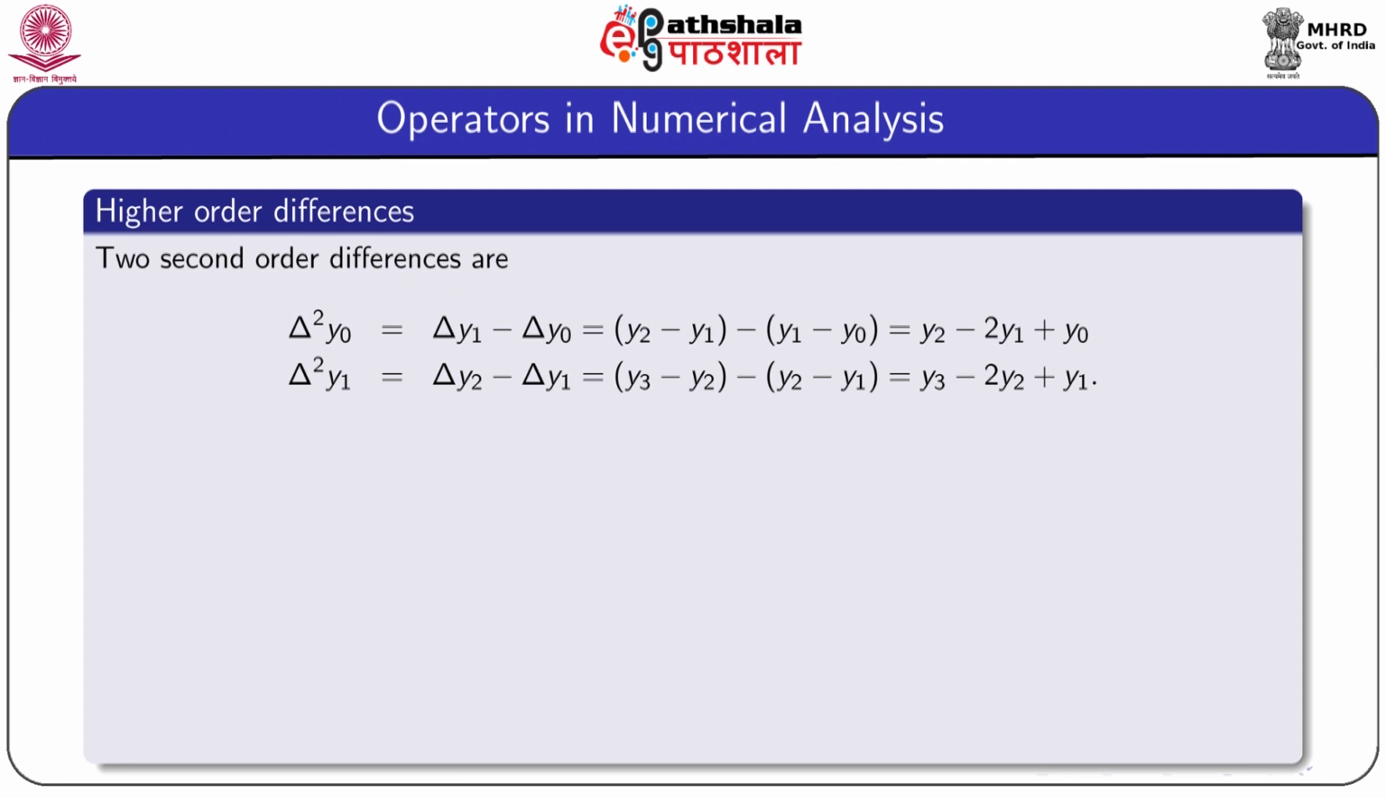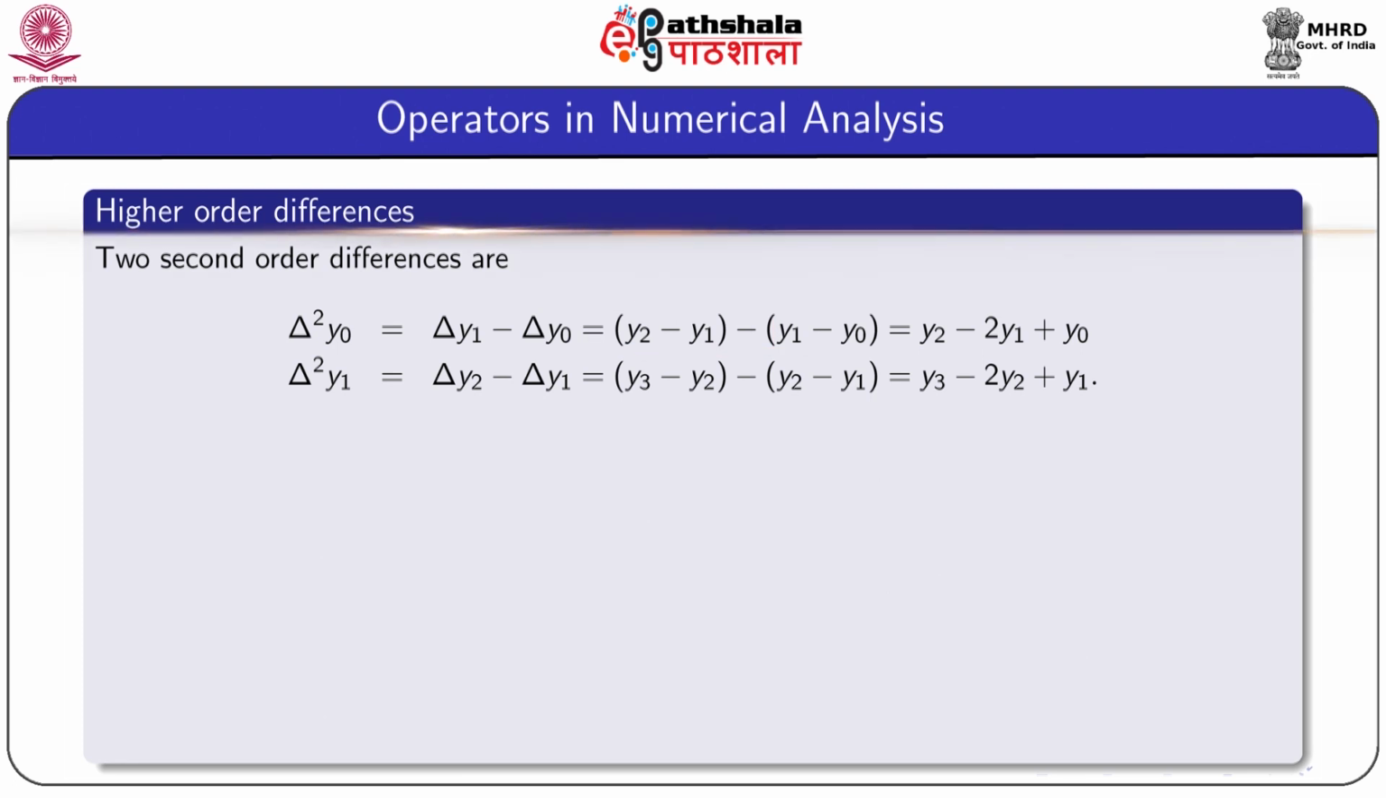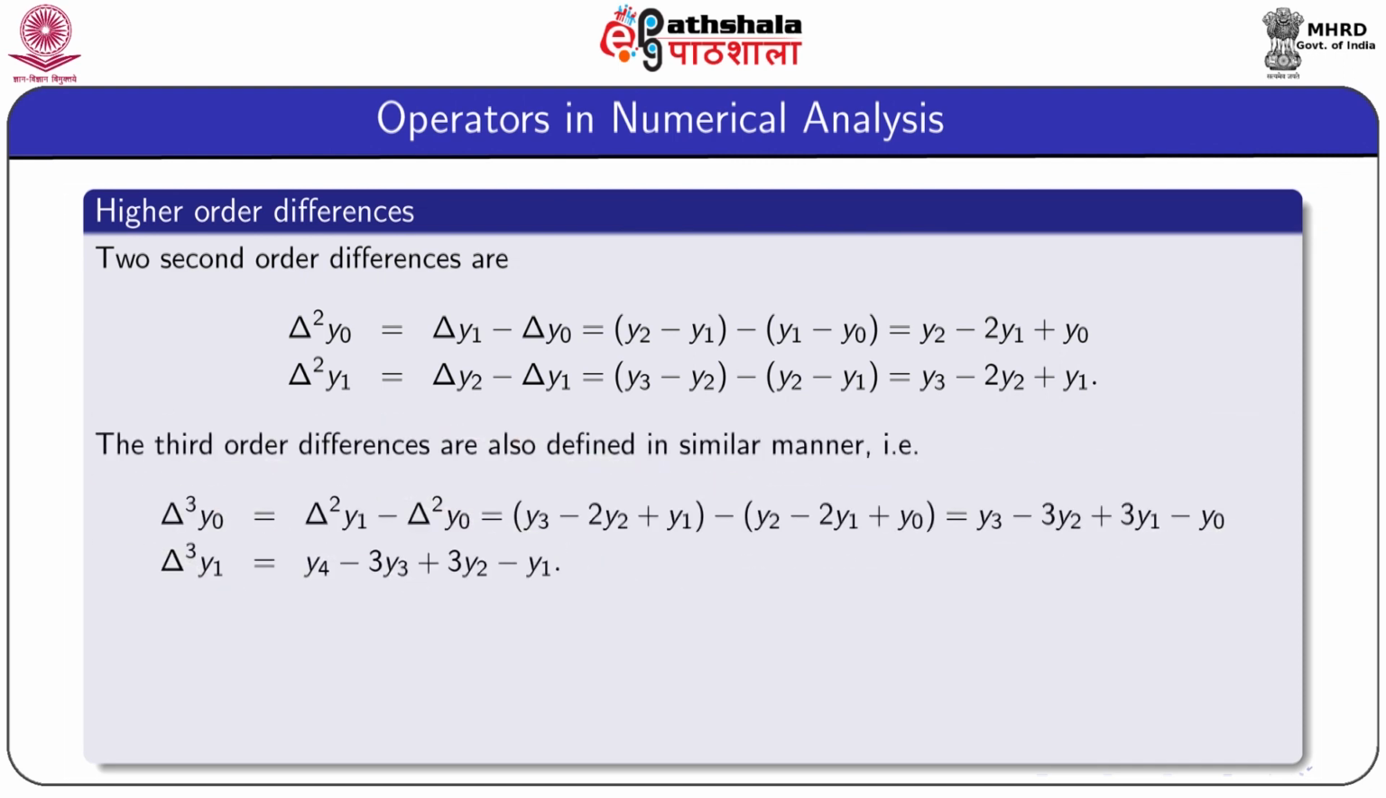Similarly, the second order differences are obtained by delta 2 y 0 equal to delta y 1 minus delta y 0, that means by taking the first difference of y 1 and y 0, and after simplification this becomes y 2 minus 2 y 1 plus y 0. Similarly, delta 2 y 1 equal to y 3 minus 2 y 2 plus y 1. For third order differences, delta 3 y 0 equal to, after simplification, y 3 minus 3 y 2 plus 3 y 1 minus y 0, and delta 3 y 1 equal to y 4 minus 3 y 3 plus 3 y 2 minus y 1.